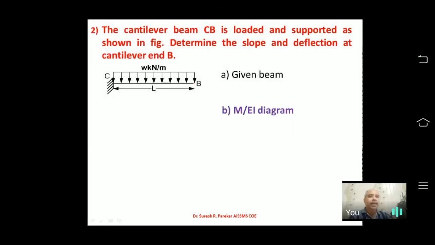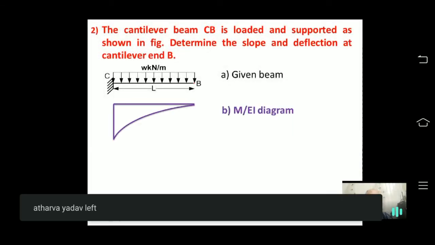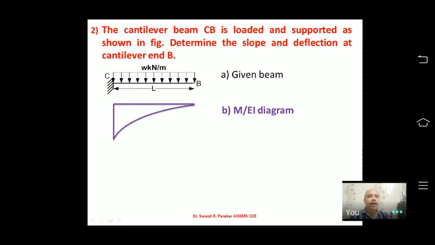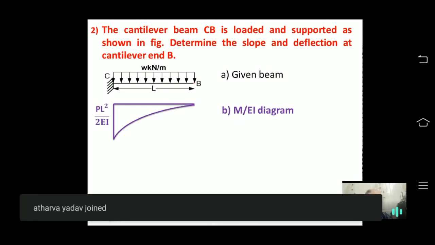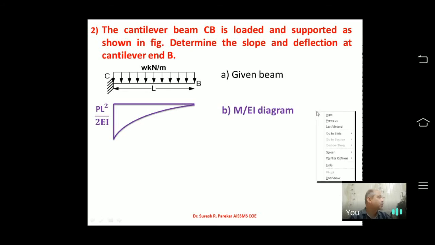So we have the M by EI diagram. You can see we have a parabola and the maximum value is at point C, and that will be PL square upon 2EI. So we have this value PL square upon 2EI in the M by EI diagram.